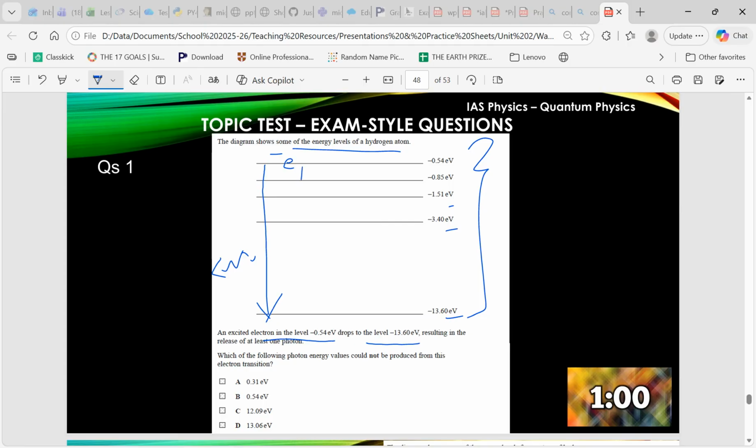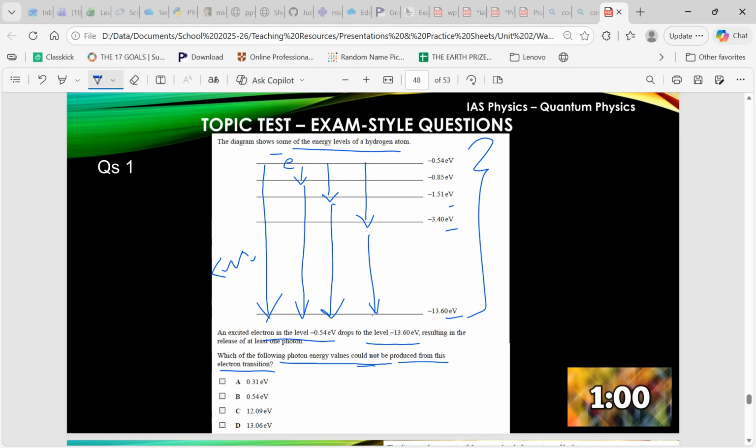For example, the electron can first jump to the second level, and then from the second level down to the ground level, or it can jump to, let's say, the third highest level, and then to the lowest level, or the transition can even happen like this. So in each of these situations, there can be more than one photon released, right? Now what the question is about is, which of the following photon energy values could not be produced from this electron transition? And we have some values here. So what we can do is simply find the energy difference between the given levels and see which values of photons there is a possibility of being emitted.